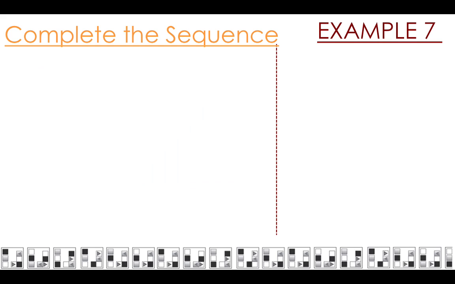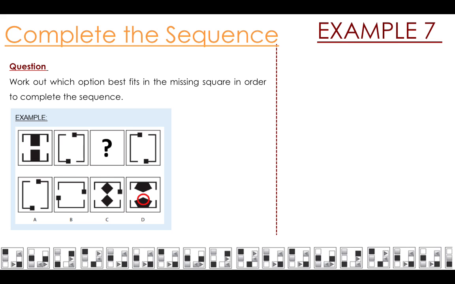Okay, so example 7. The final type of question that we're going to look at is to complete the sequence. Now this is similar to the question of complete the pair. Basically you have to work out which diagram, A, B, C or D, would fit in the missing square in order to complete this sequence.